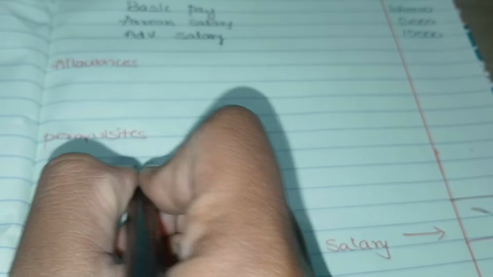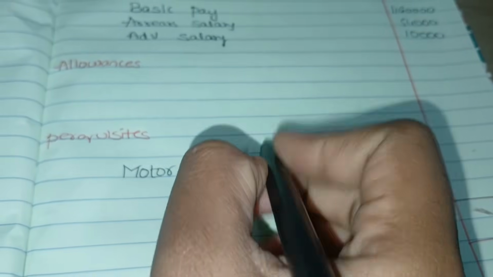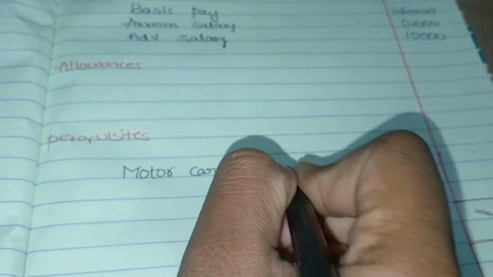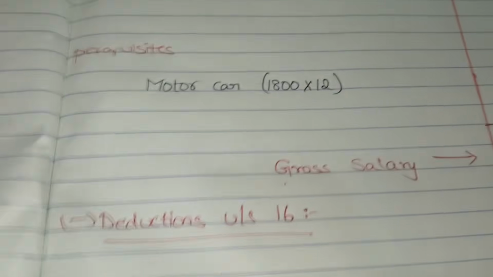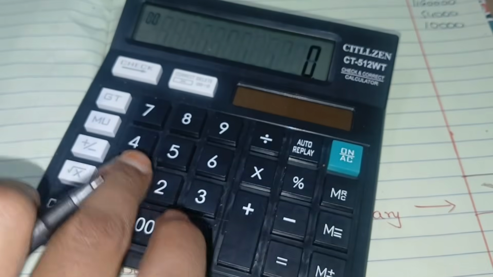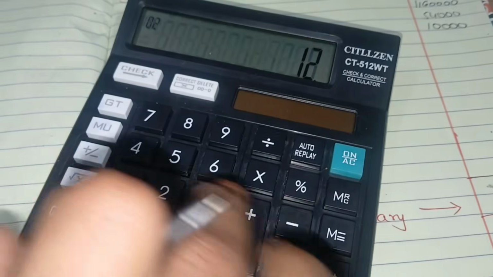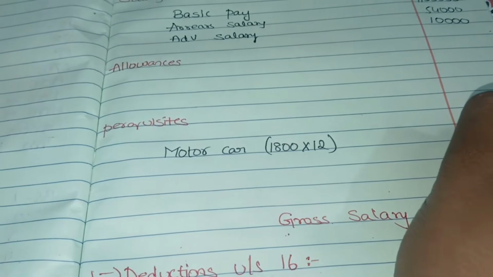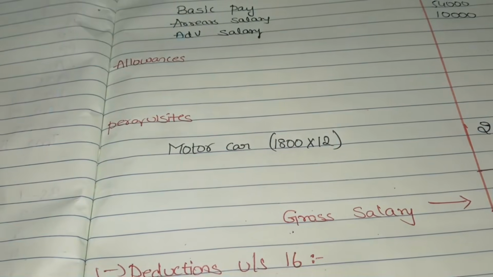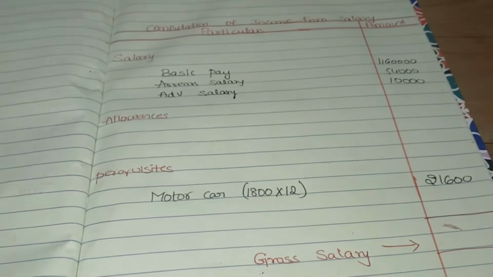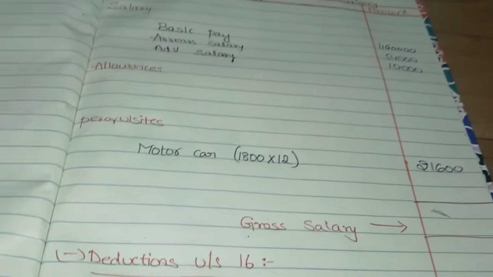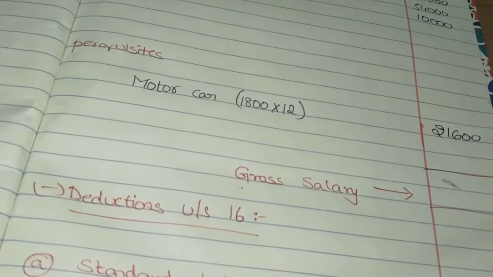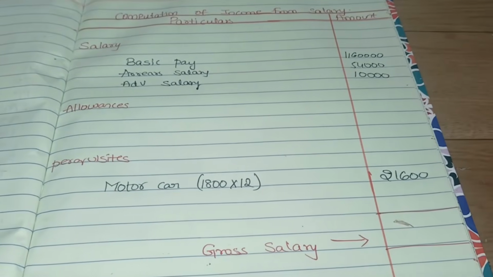So motor car, what they are saying, small car means 1800 per month. If you convert it into 12 months, 1800 into 12, how much will you get? You will get 21,600. So 21,600 I am writing in the amount column in perquisites. Why am I writing it in perquisites? Because it is a personal related thing. Motor car is a personal related thing. You need to write that in the perquisites only. Okay, am I clear with this?